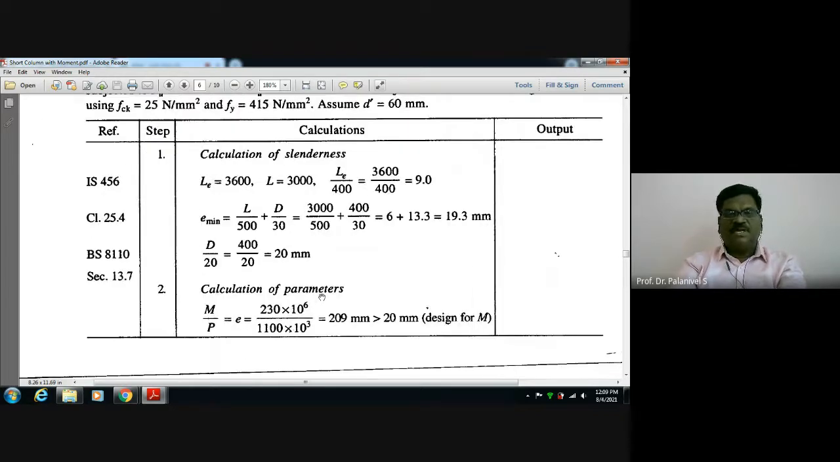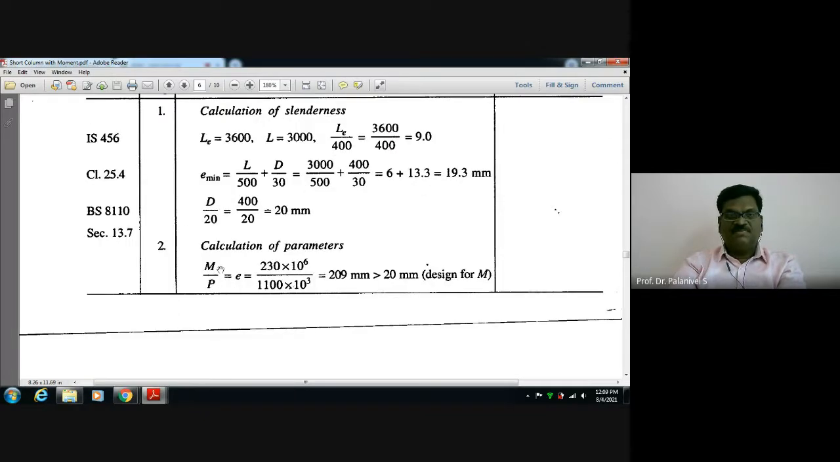Next we are going for the eccentricity involved due to application of loads. Calculation of certain parameters we are doing. MU by PU is the eccentricity of application of load. M is given as 230 kilonewton meter, so 230 into 10 to the power of 6 Newton mm, divided by P, which is 1100 kilonewton, 1100 into 10 to the power of 3 Newton. So you are getting 209 mm, which is much higher than 20 mm. So design for MU.